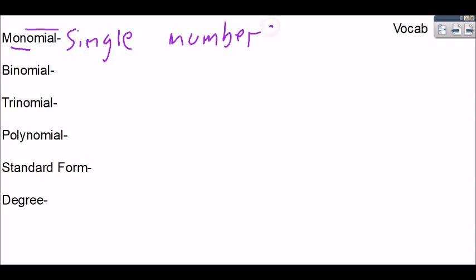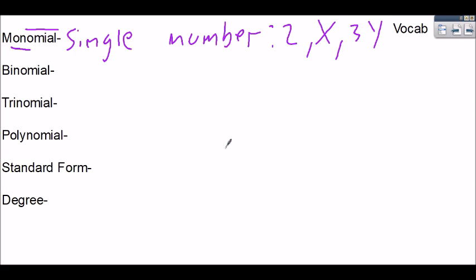So examples of single numbers could be the number 2, could be x, it could be 3y. 2 is a single number, x could be any number, and then 3y, that just means 3 times the number, which will reduce to a single number.